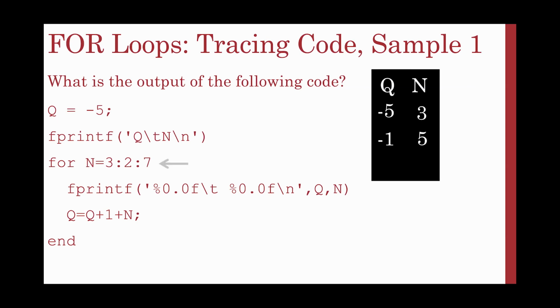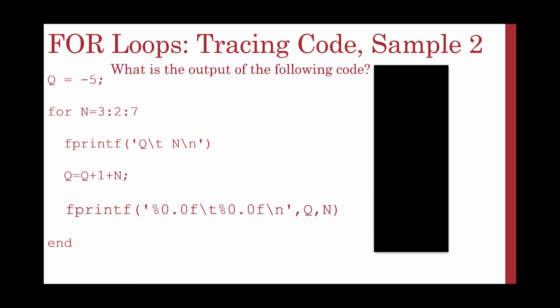I'm going to go back to the beginning of my loop. N is now equal to 7. So I'm going to print the new value of my q and the new value of my n. At this point, I'm going to go back and add 1 plus n to q. But when I go back to update n this time, it would be 9, which is greater than 7. So my loop ends, and this is the final output from that code. Please note that the value of q is still updated even though it has not been printed.